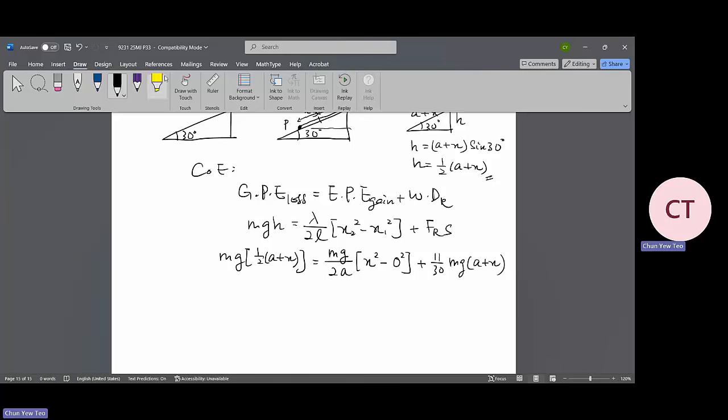So you can see that all of them have mg. All the mg can be cancelled off. So we have a half a plus x is equal to x squared over 2a, and then plus the 11 over 30.